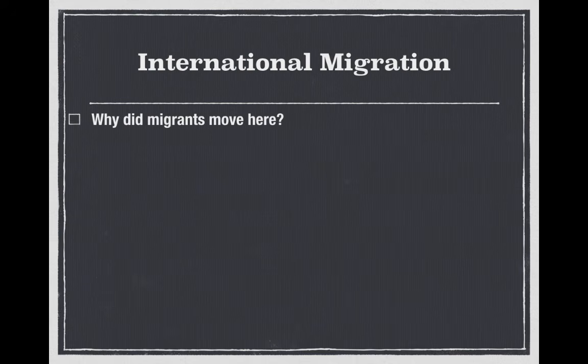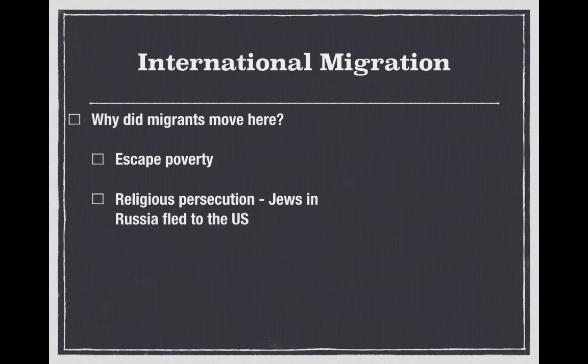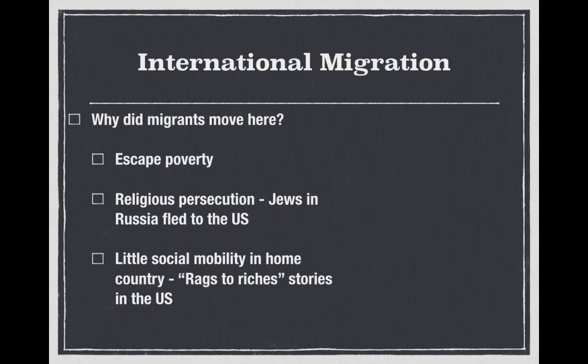So a big question you should be familiar with is, why did migrants move here? Well, they moved to escape poverty. Religious persecution was another reason. For example, Jews in Russia were fleeing to the United States. And also in many European countries, there was little social mobility in their home countries.